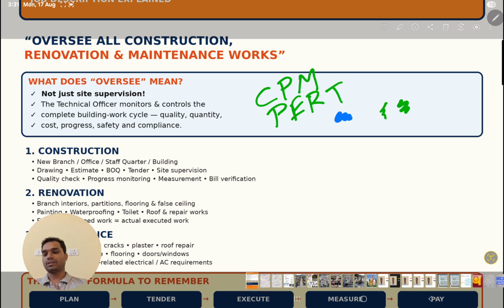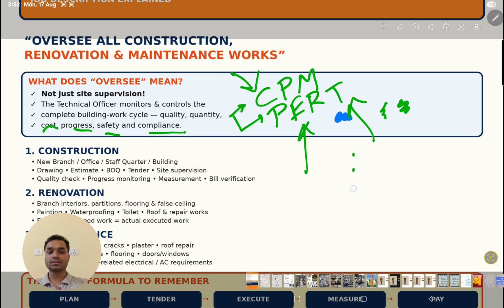So which one is activity based, which is the critical path method? Time oriented, event oriented, this kind of MCQ you will get. Means out of this CPM and PERT, which one is time based, which is cost based? CPM is cost based. So this kind of question is important for you. The cost, progress, safety, compliance.